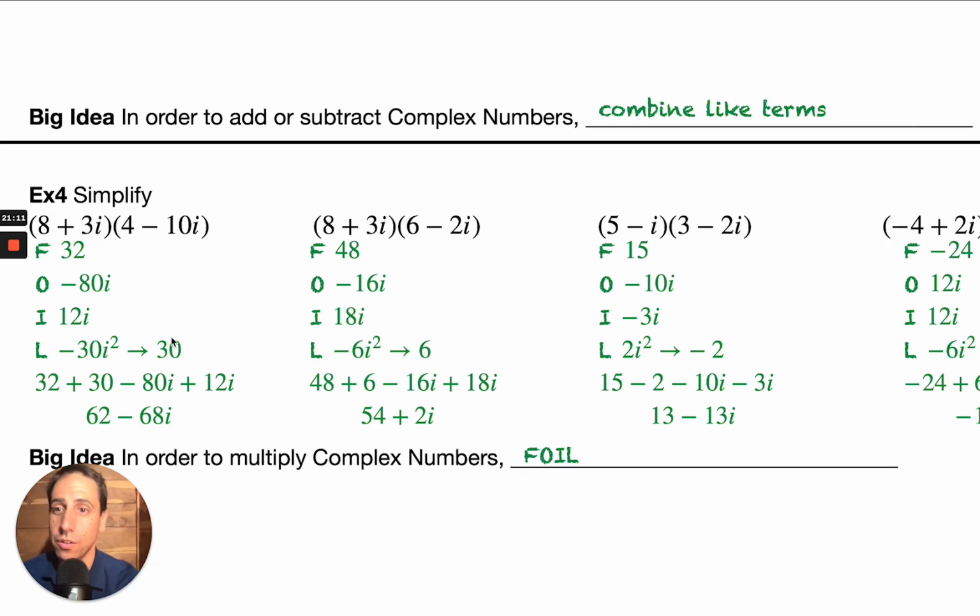You can add 32 and 30 to get 60. You can list them all out, add them all up, and combine the like terms. 32 plus 30 is 62. Negative 80i plus positive 12i is going to give you negative 68i.